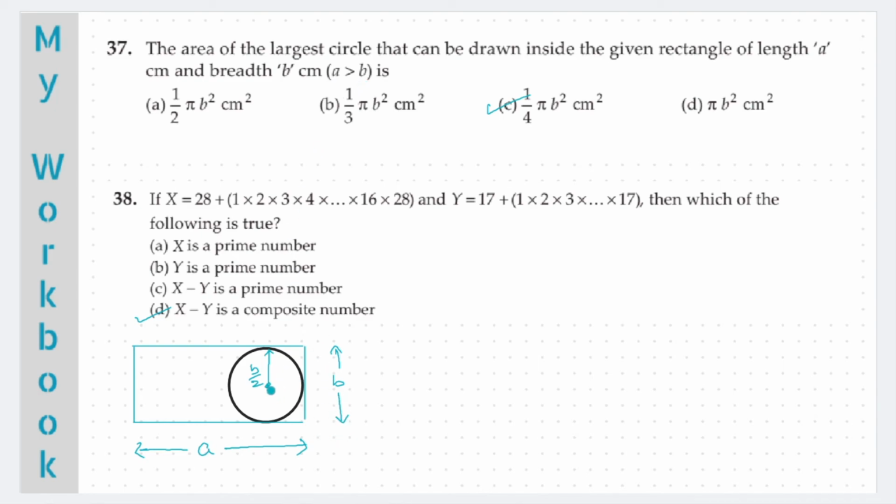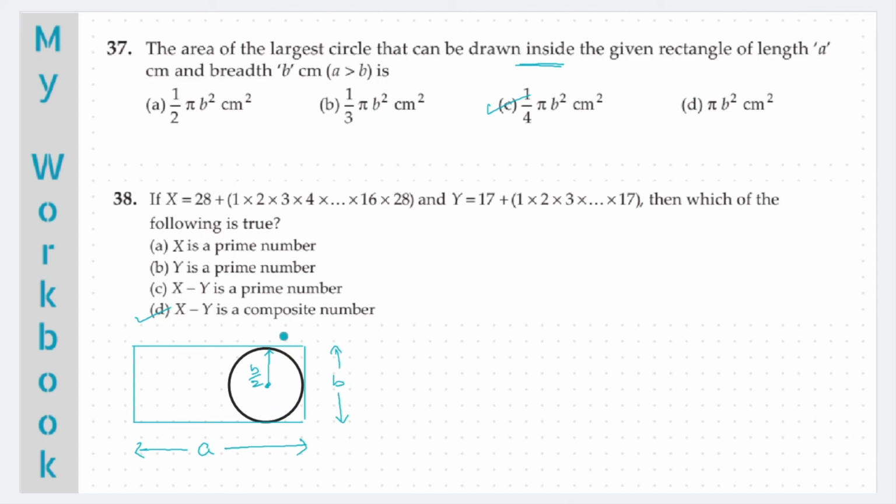So we will choose B to be the diameter of the circle, because try drawing a circle with A as diameter, A is the length. If we draw a circle with A as diameter, it will be very much outside the rectangle. We need the largest circle that can be drawn inside. So the circle will lie inside only if we choose B, which is the shorter dimension, breadth, as the diameter.